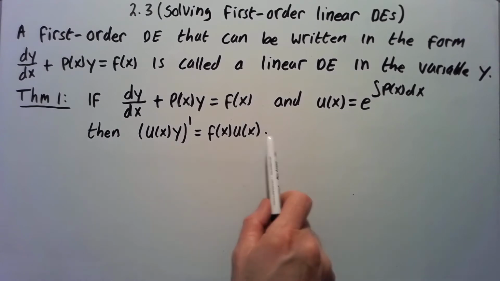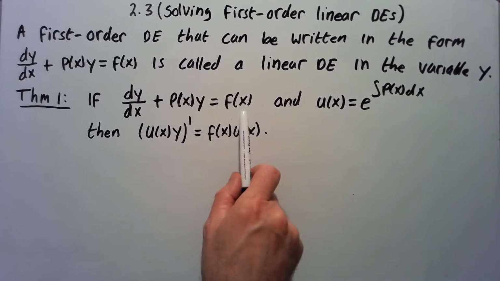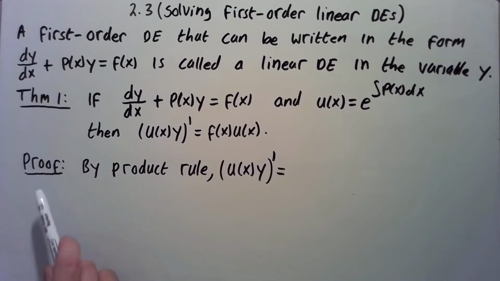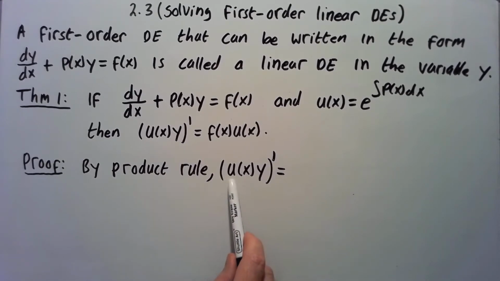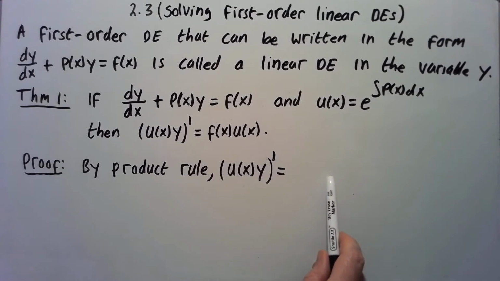So let's look at the proof of why this is true, then we'll look at an example of how we can use this to solve first-order linear differential equations. So let's look at the proof first. Okay, so proof. We're going to use the product rule here. We're going to look at u times y derivative. To do this derivative, we have to use the product rule where u of x will be the first function and y will be the second function. We're assuming y is some function of x. So the product rule says it's going to be derivative of the first function times second plus first function times derivative of second. So let me write that here.